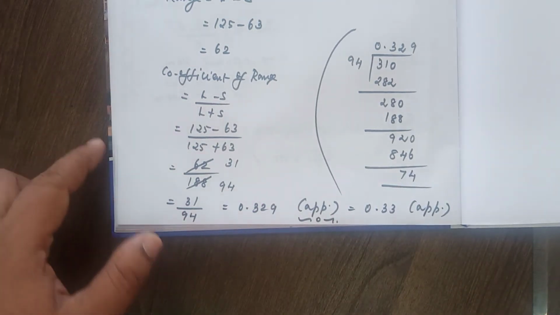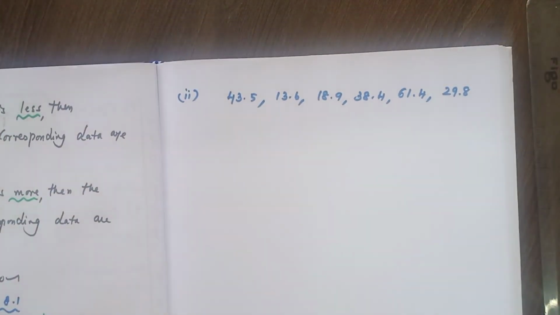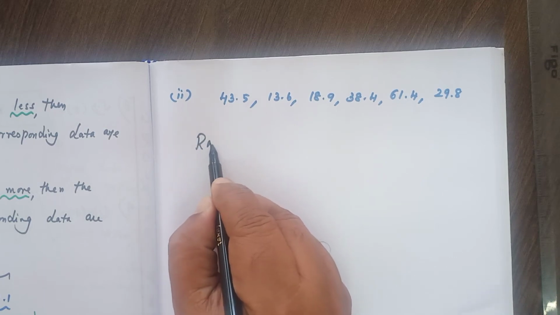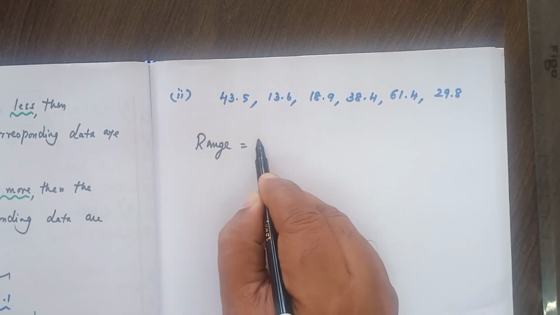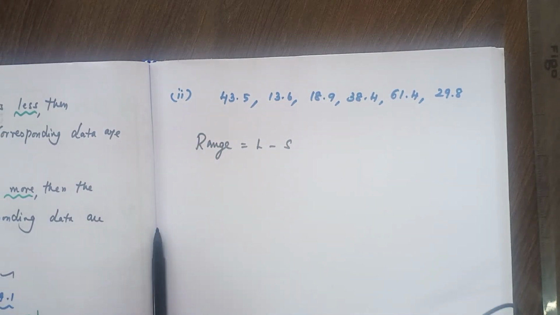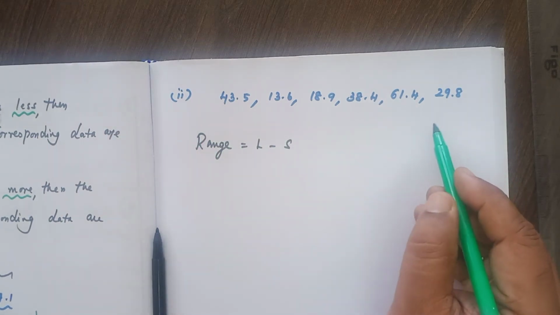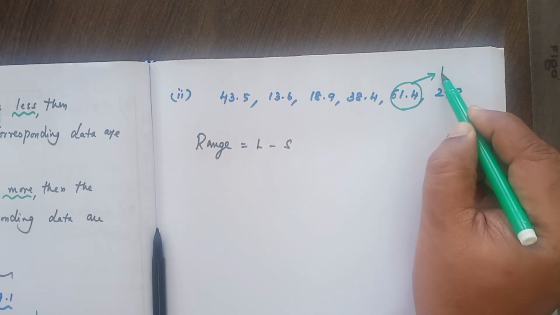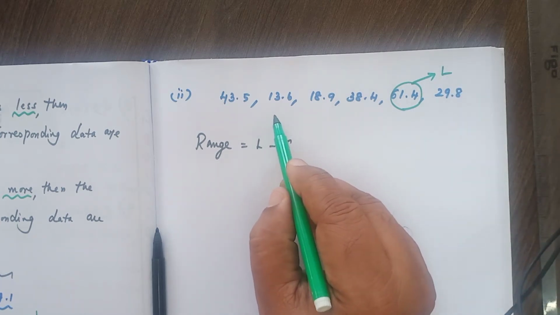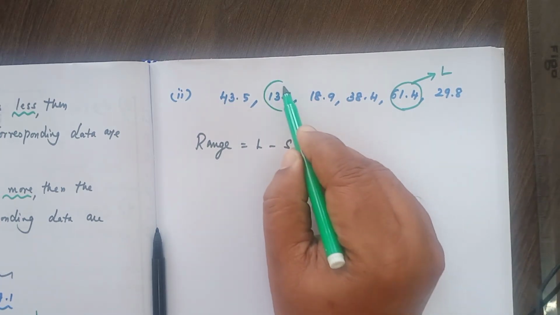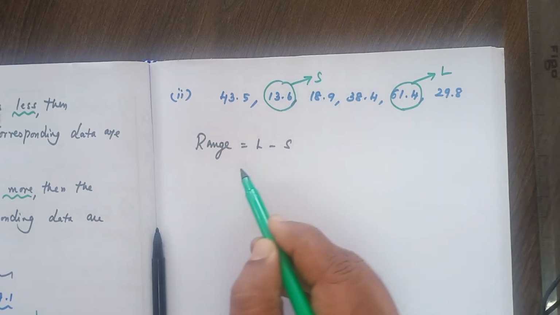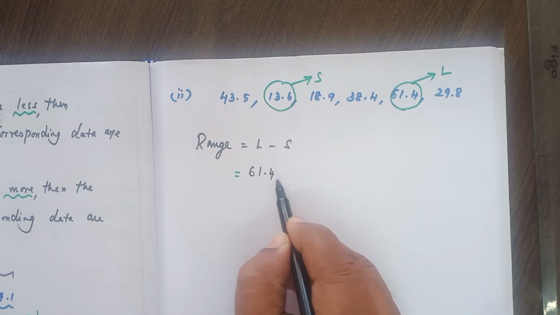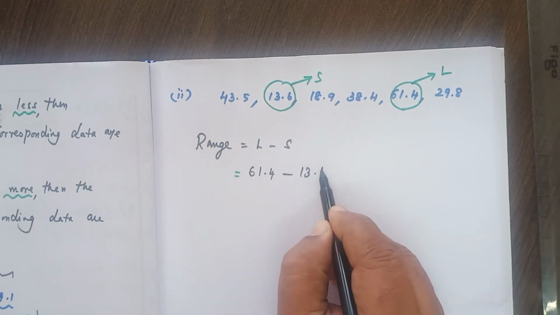Now we can do subdivision number 2. Here it is. First we can find the range. Range is equal to L minus S. L is the largest one. The largest one is 61.4. The smallest one is 13.6. Equals L, that is 61.4, minus S, that is equal to 13.6.